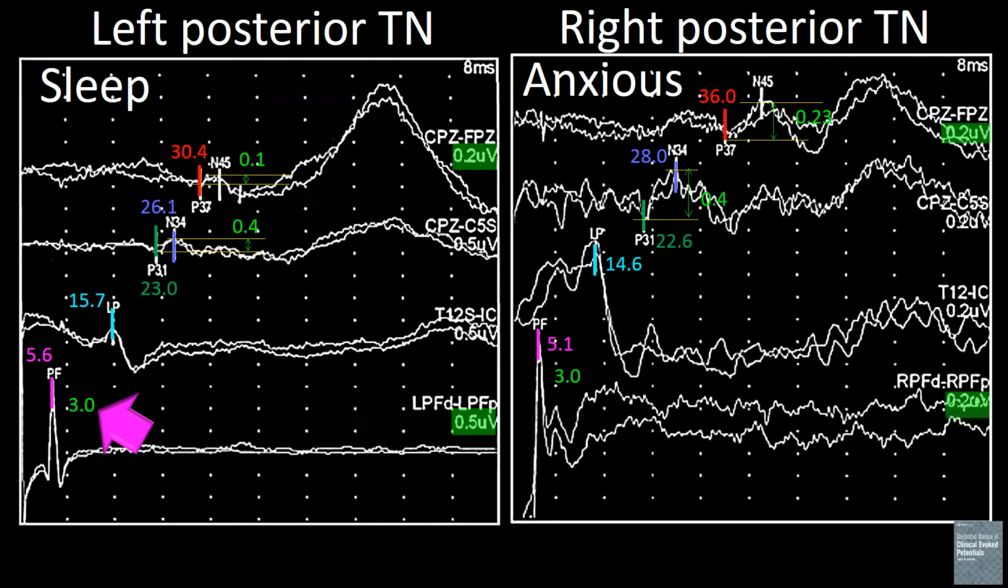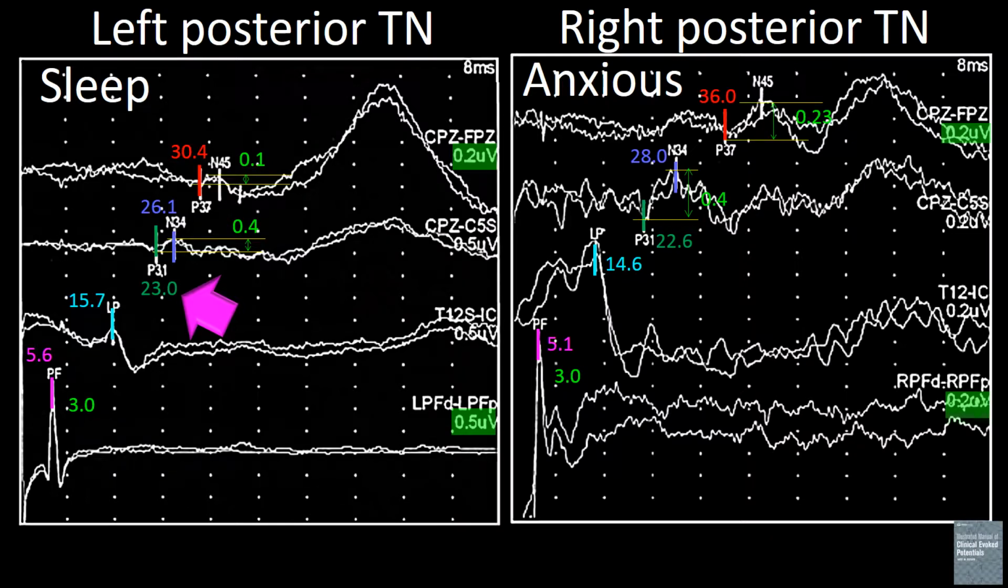When asleep, the amplitude of the left popliteal point potential was 3 microvolts, and so was on the right, when the patient was awake and anxious. Notice the different amplitude scale used in these derivations. Latency to the lumbar point was 15.7 milliseconds on the left while asleep and 14.6 milliseconds on the right while awake and anxious. This is a difference of more than 1 millisecond, which is significant, but it does not warrant labeling the study as pathological.